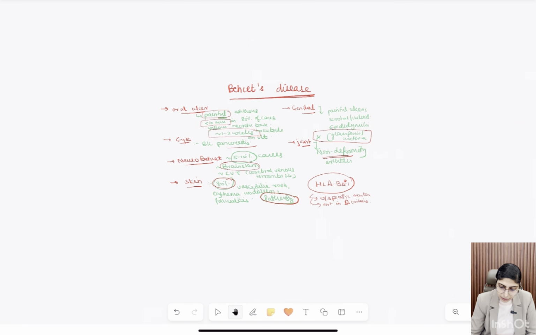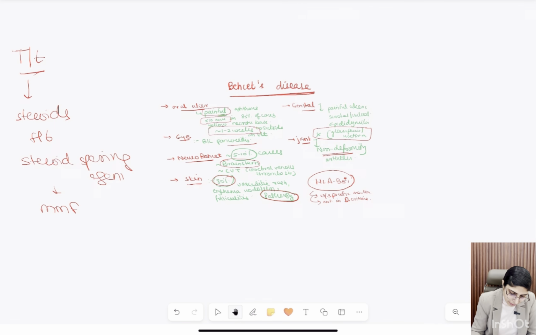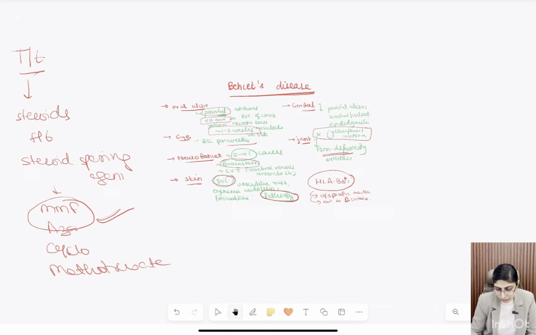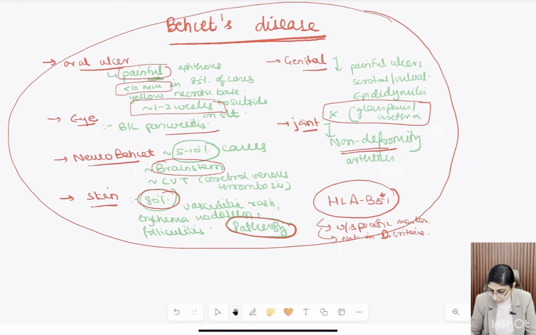If we talk about treatment, then like all the other autoimmune disorders, immunosuppression. So steroids and then followed by a steroid sparing agent. Steroid sparing agent can be MMF, azathioprine, cyclophosphamide, methotrexate. Usually MMF and azathioprine are the medicines of choice. So this is all about Behcet. Try to remember all of this. These are the most important questions asked from this topic.